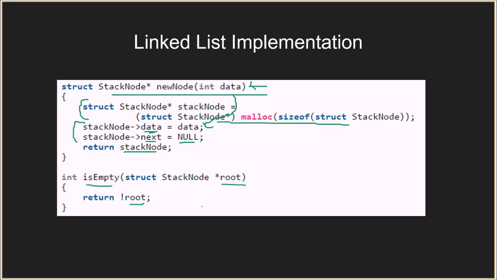Initially the value of the root will be null because it doesn't have any elements in it. Once the elements are added, it will have some value because it will be pointing to the first node of the linked list. But again, if we pop out that first element, then the value of the root becomes null. So that's why we just check if root exists, then the stack has elements, otherwise it doesn't.